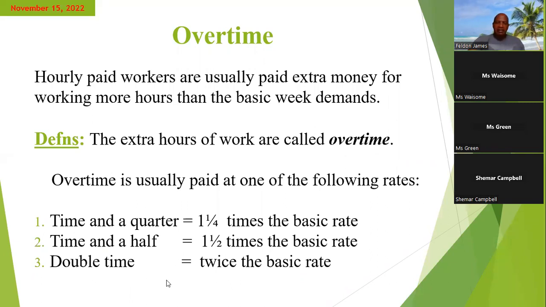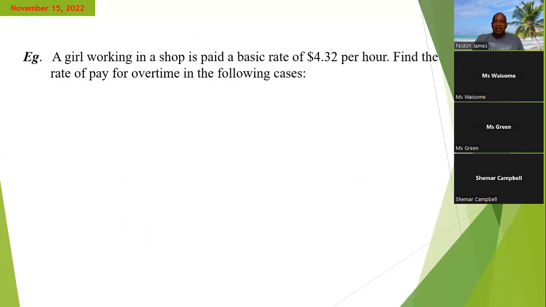All right, so they seldom go more than double, but it depends on the employer and it depends on how important it is for him to get the work done. All right, so these are the overtime rates that are usually given by the employer. So you get 1.25 times the basic rate, or 1.5 times the basic rate, or twice the basic rate. All right, let us see how we can calculate this now.